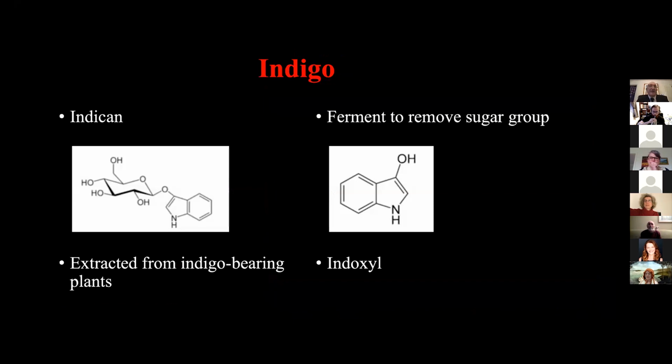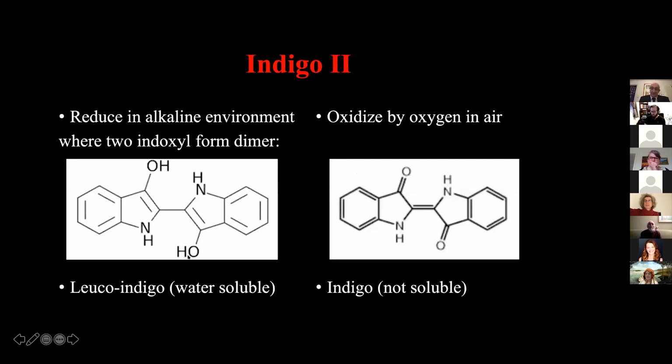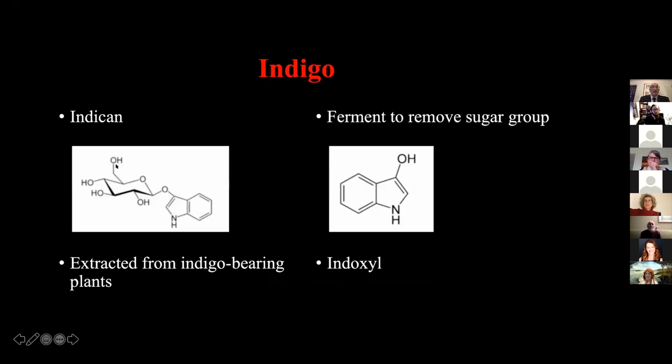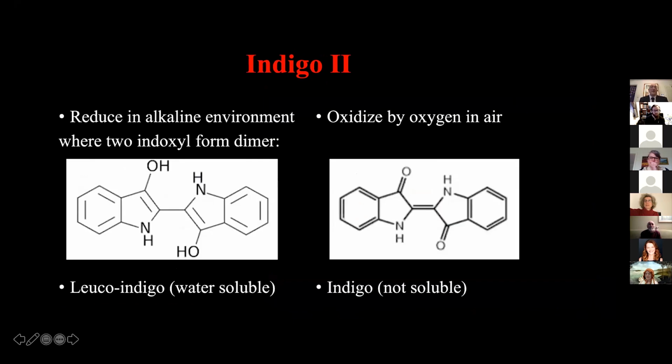So to make indigo, we extract indican from indigo-bearing plants. And that's got a sugar attached to the indoxyl, sorry. We ferment it to remove that sugar group, we get indoxyl. We reduce in an alkaline environment where we form a dimer and form the water-soluble leuco-indigo. And then as that oxidizes, it forms the blue indigo, insoluble, not water-soluble.